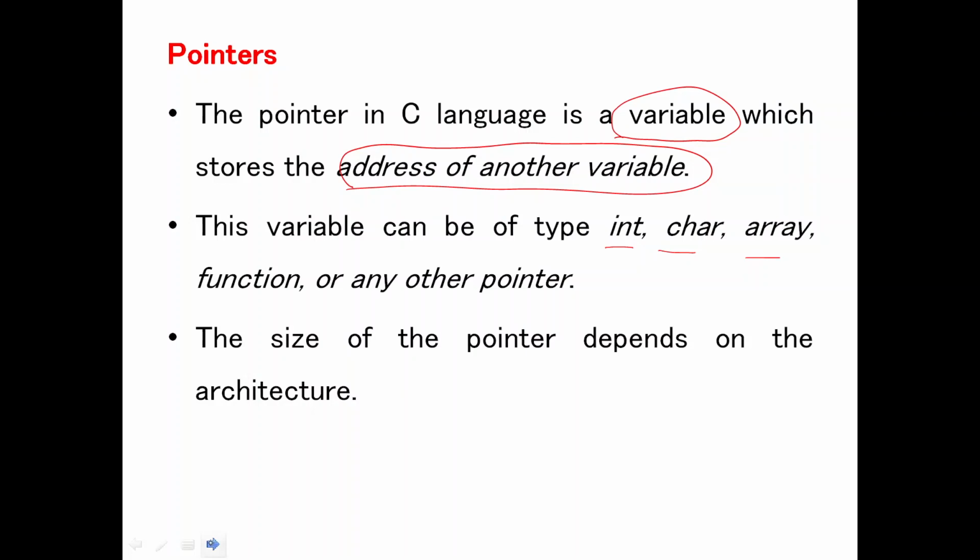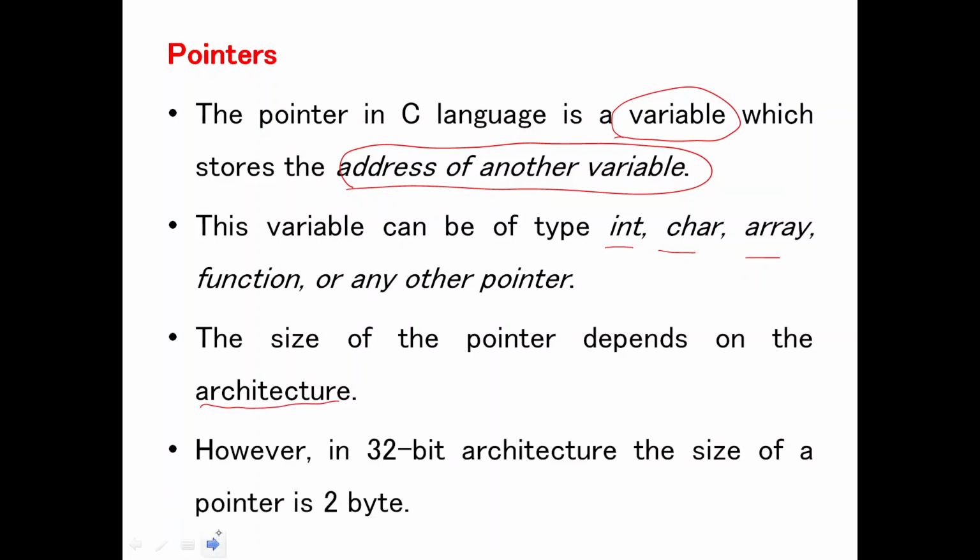The size of the pointer depends on the architecture. Usually this pointer is going to store only the address. It's not going to store any integer value, character value and all. It is going to store only the address of another variable. The variable may be an integer, character or anything. They are going to store only the starting address of that variable. So the size depends on the architecture, not on the type of data. So in 32-bit architecture, the size of the pointer is 2 byte.